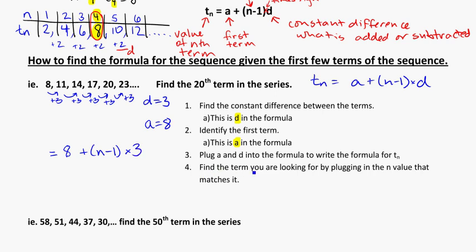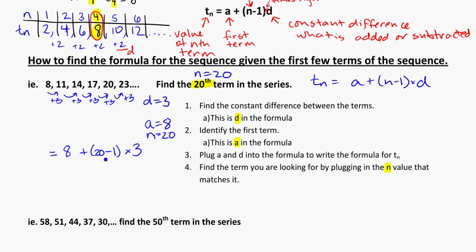And now I want to find the term that I'm looking for by plugging in an n value. So that's the last thing we've got to figure out, the n value that matches it. What they're telling me here is find the 20th term. So that's the nth term. That's telling me n is equal to 20. So since n is equal to 20, I'm going to replace the n with a 20.